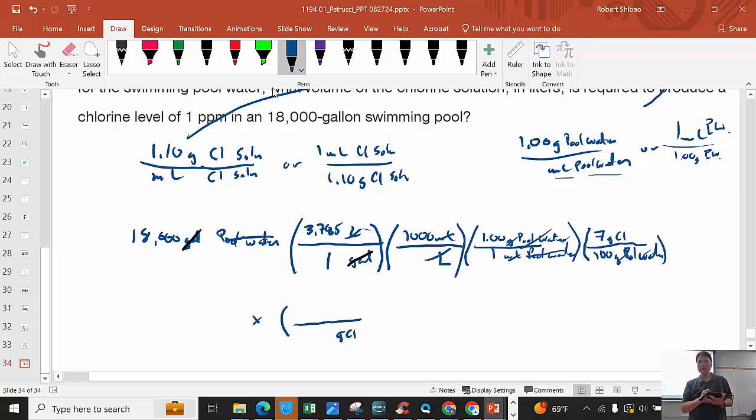Oh, actually, I made a mistake here. This is the problem with Chem 1A. The problem with Chem 1A is you can't be so sloppy like I was here, because we need to know, this is not 100 grams of pool water. What am I doing? This is the density. I used the wrong one here. That's why you have to write the units. In fact, I wrote the wrong units on this. This shouldn't have been 7 grams of chlorine per 100 grams of pool water. It should have been 7 grams of chlorine per 100 grams of what?